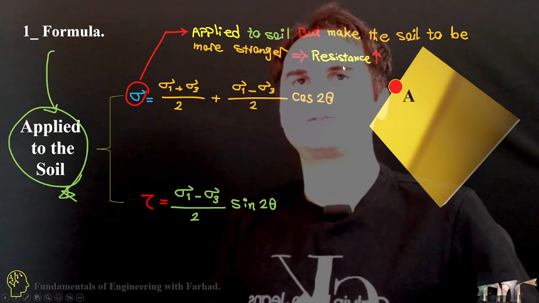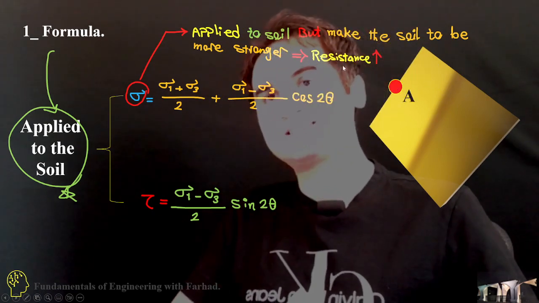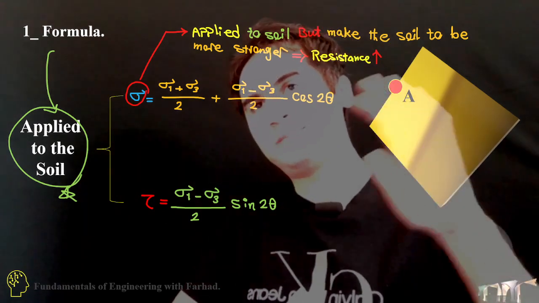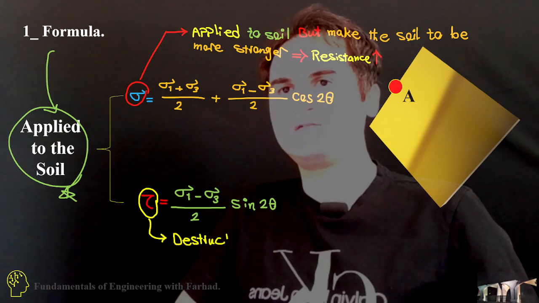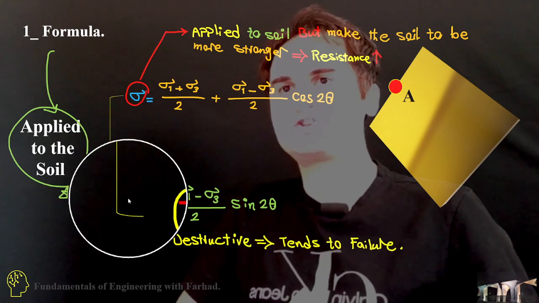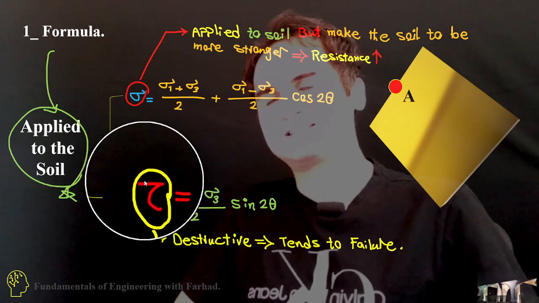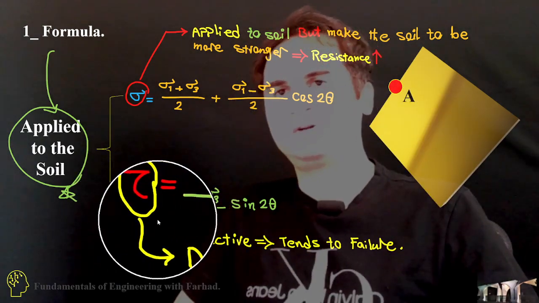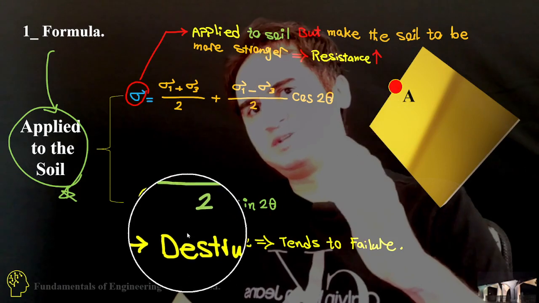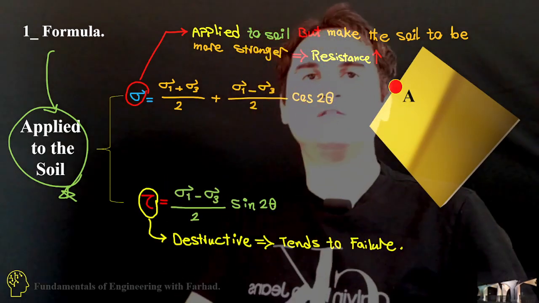It just increases the resistance of soil. And that's an interesting point, because not all the applied forces are destructive. But the second one, the shear, has the nature, the essence of shear, and that's applied to the soil, tries to destruct the soil, tends to fail the soil.